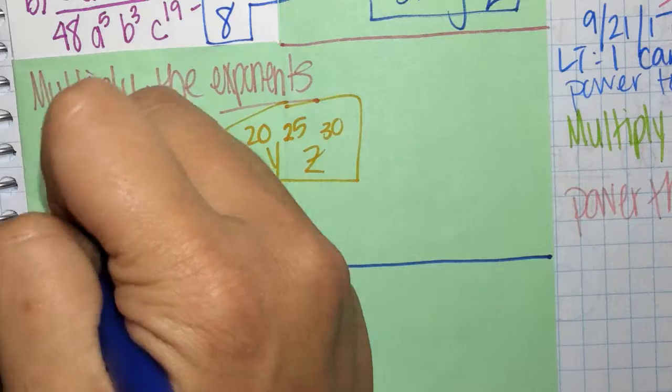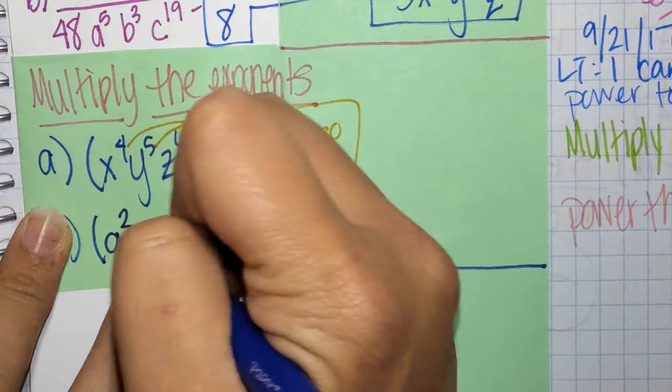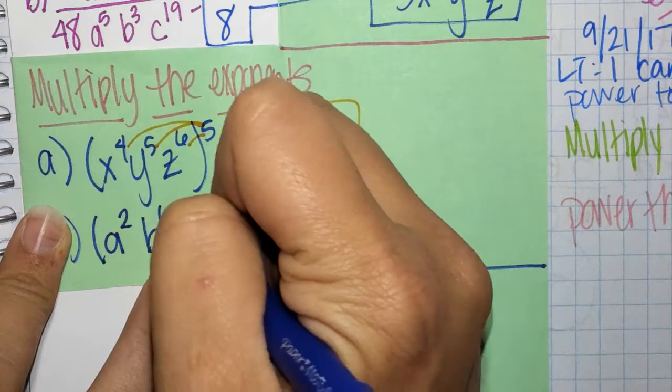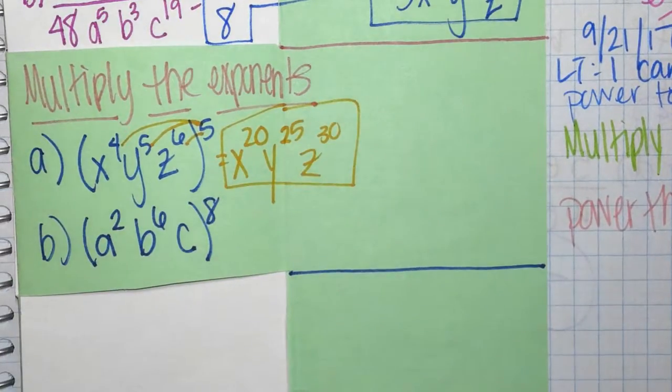All right, so let's try this one. A squared B to the 6th C, all to the 8th power. Oh, can I say something? Is it the answer? No. Okay. I was saying, I know that one.